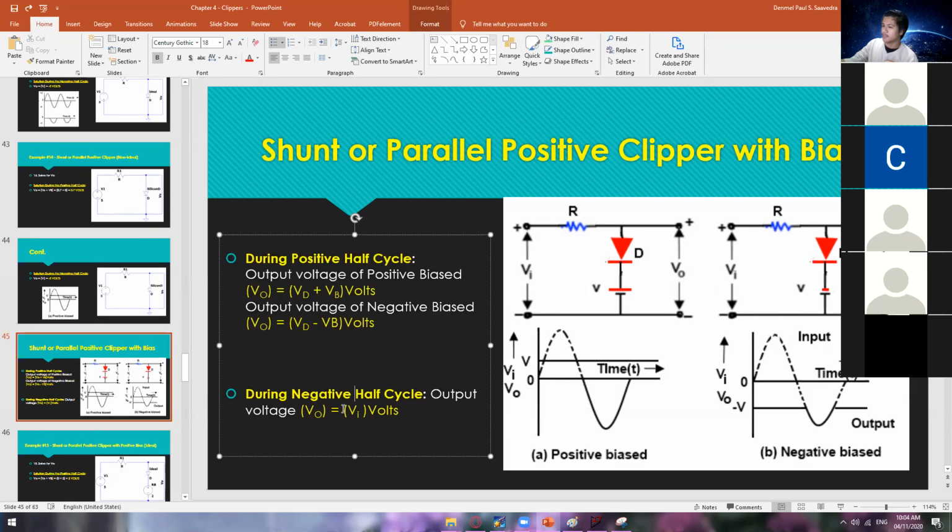And then for the negative half cycle, we have here V sub O is equal to V sub I. The same idea, no matter how many voltages you have inside of this path, since this one will become completely reverse bias, V sub O is equal to V sub I. Oops, one more thing I forgot to mention. Let me just modify this one: V sub I plus V sub D.